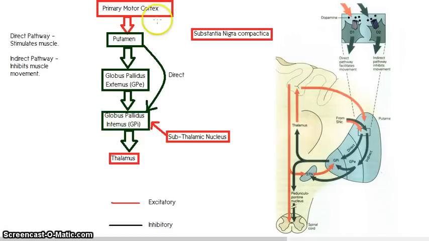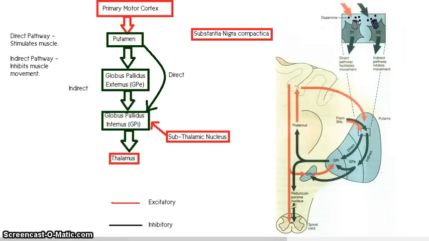Okay, so let's start here again. The primary motor cortex. This time it still sends the excitatory stimulus to the putamen, just like in this graph, excitatory to the putamen, except this time we're going to go down the indirect pathway. So this is the indirect pathway here. In the indirect pathway, we have the globus pallidus externus involved.